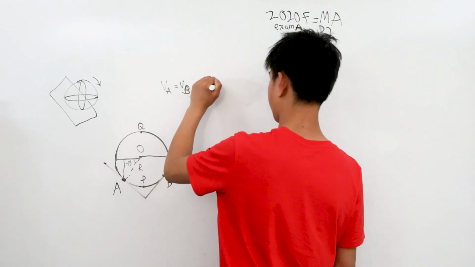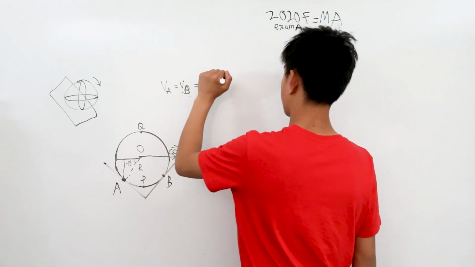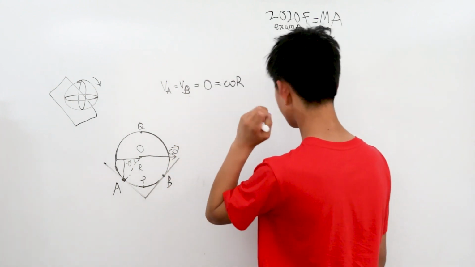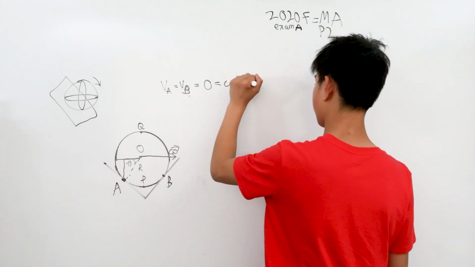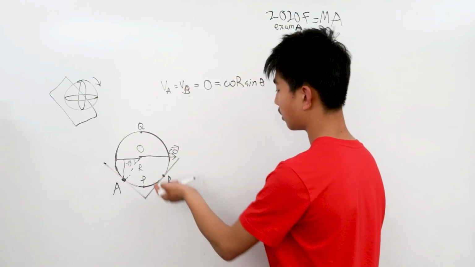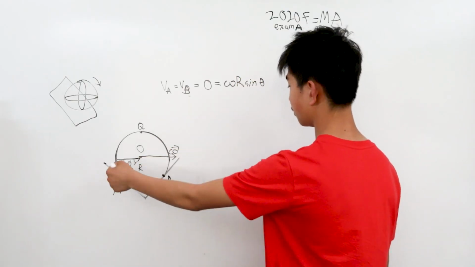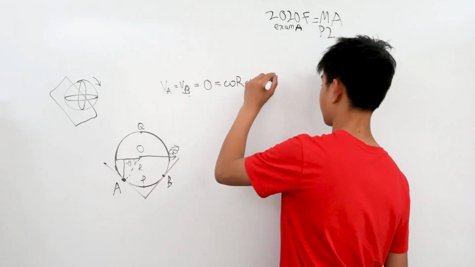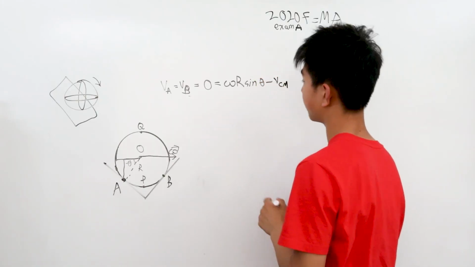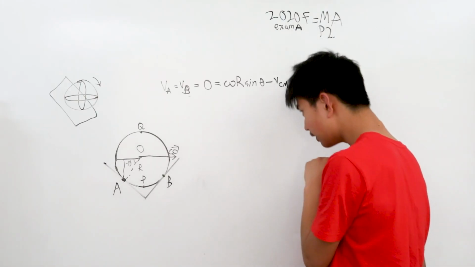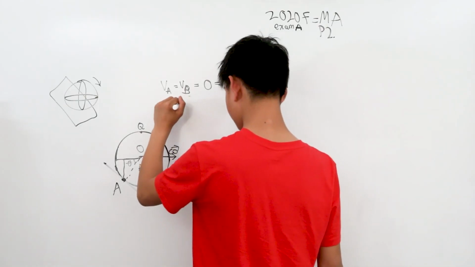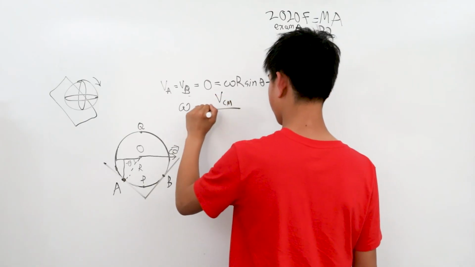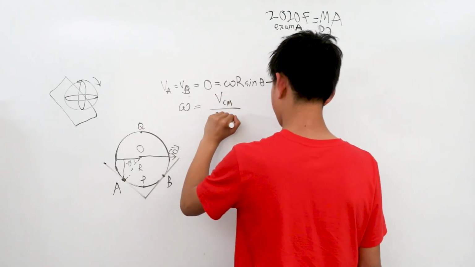This equals 0 at this point. Well, this would be omega times the radius of the entire sphere times sine of theta, where theta is the angle the point A or B makes to the direction of motion, or like where it's spinning. And then you have to subtract V CM. This gives us the frame. We then get omega equals V sub CM over R sine theta.